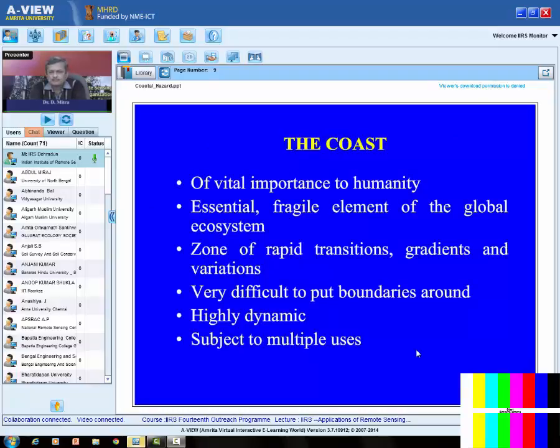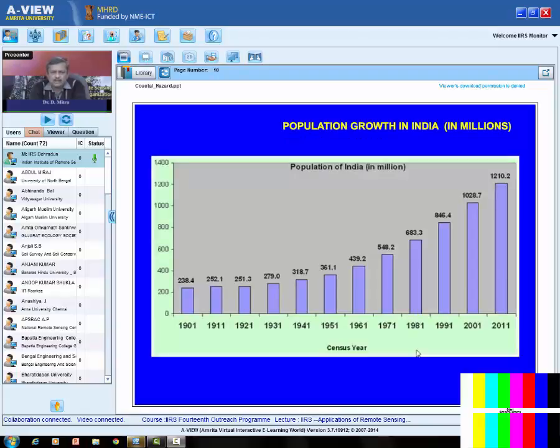Coast is of vital importance to humanity. It is an essential, fragile element of the global ecosystem. It is a zone of rapid transition, gradient and variation. It is very dynamic, very difficult to put boundaries around. There is high tide, there is low tide, there is salt water intrusion in the coastal aquifer. So how far coastal water will go inside the land is always debatable, because in meteorology they say the sea breeze going up to what extent towards the land is the coastal area. So it's difficult to put sectors and boundaries. It's a highly dynamic region, and definitely subject to multiple uses. Various kinds of activities are happening in the coastal area, so the number of uses is very high.